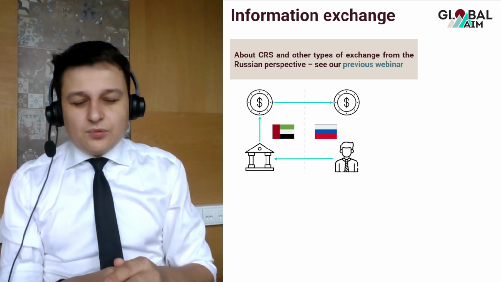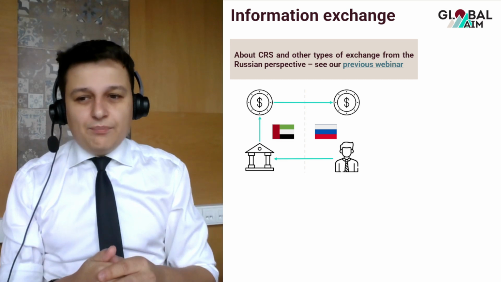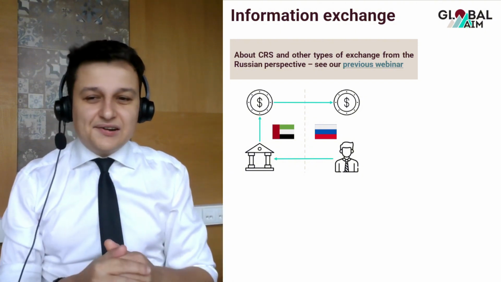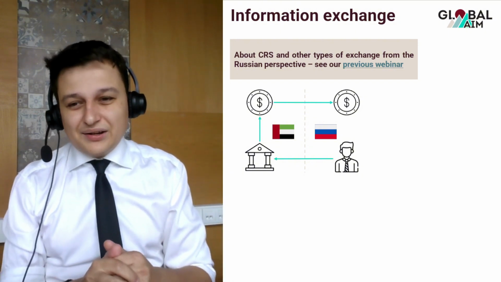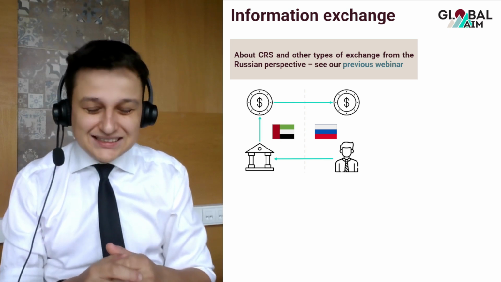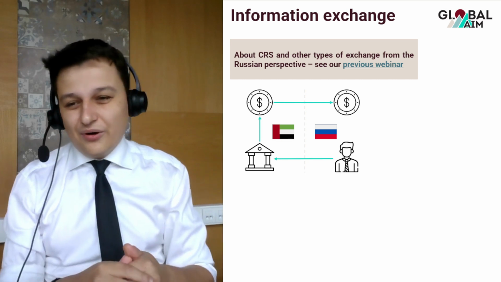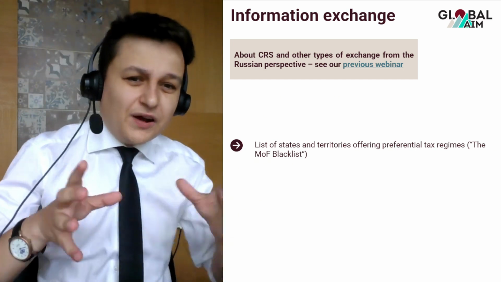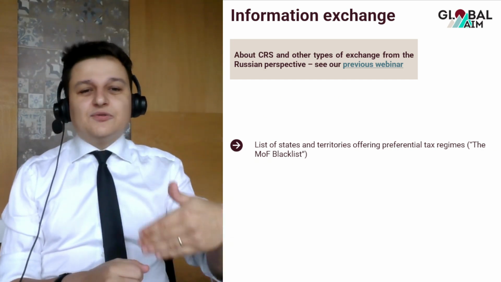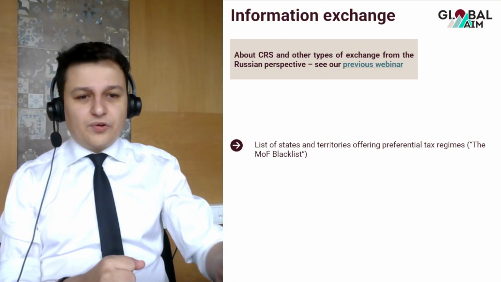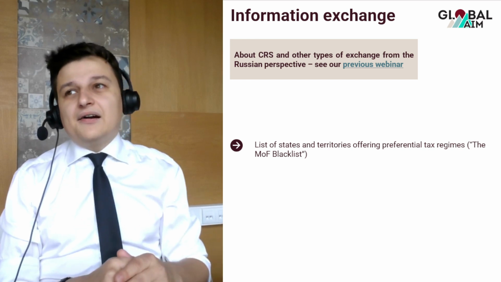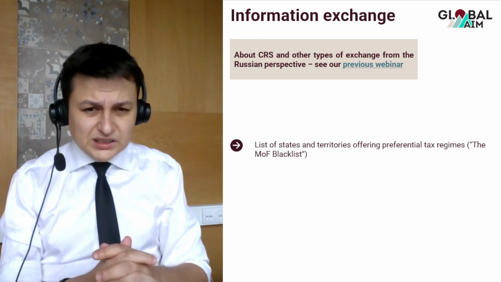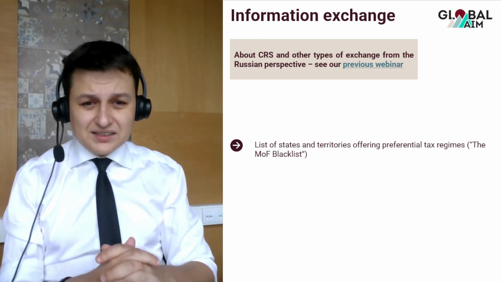Here, I would like to talk with you about the blacklists which Russia currently has. And Russia is a country which actually loves different types of blacklists, and we have multiple of them. The first one is the so-called Ministry of Finance blacklist. This is the list of states and territories offering preferential tax regimes. We will not address this blacklist because it is not needed for our purposes, but it is there, it is present, it is in force.